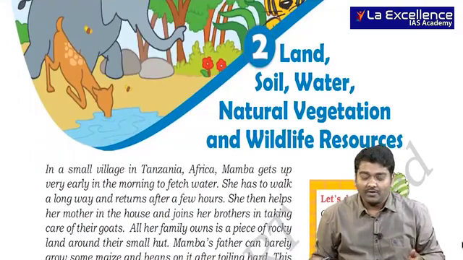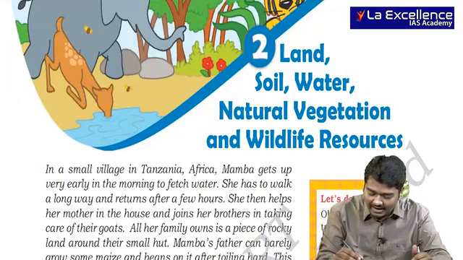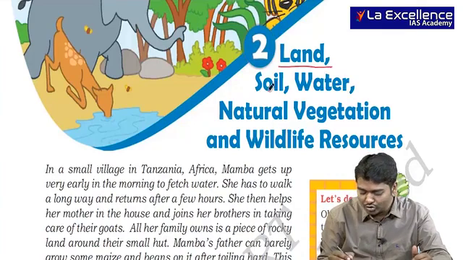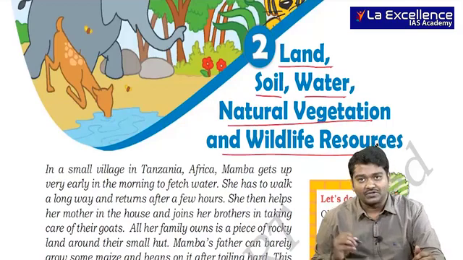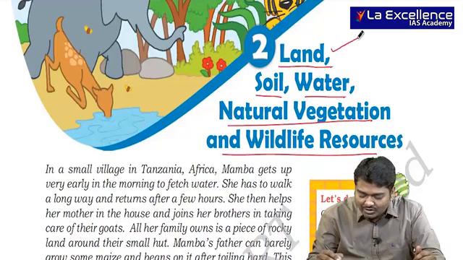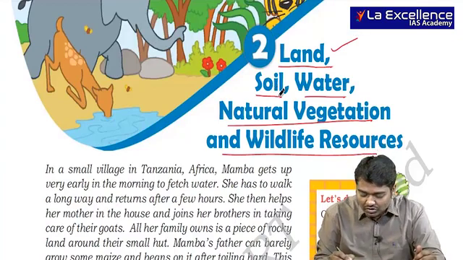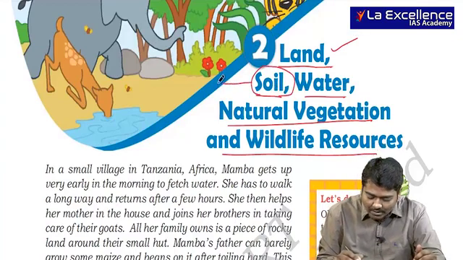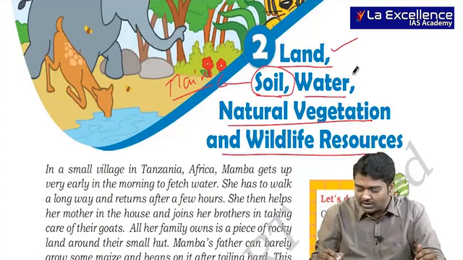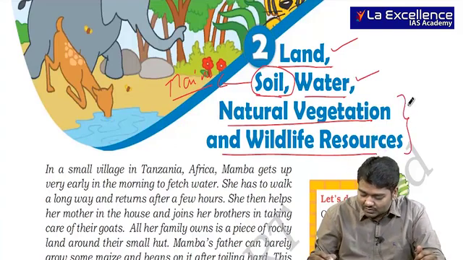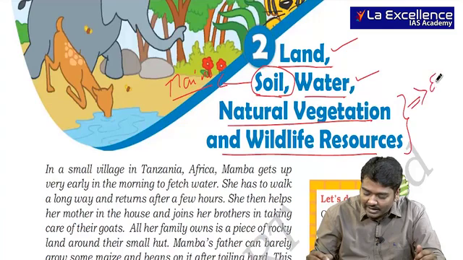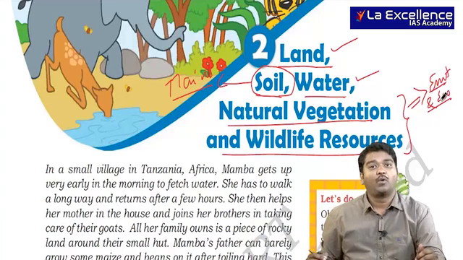So in the next chapter, we have to focus on land as a resource, soil, water, natural vegetation and wildlife resources. In this, under land, I will be showing you some factual information. Soil is very important. You may get questions in mains about soil. Water conservation, to some extent it's fine. Natural vegetation and wildlife resources are mostly important from the environment and ecology point of view. So let's see what these are.